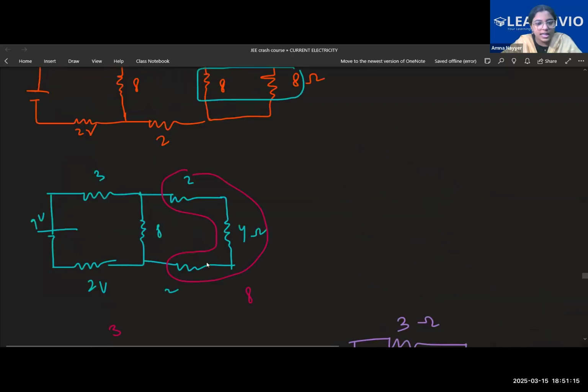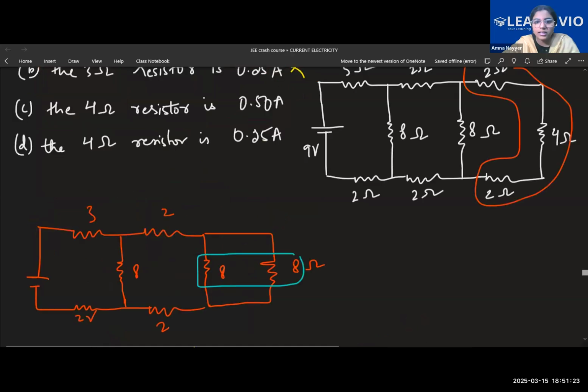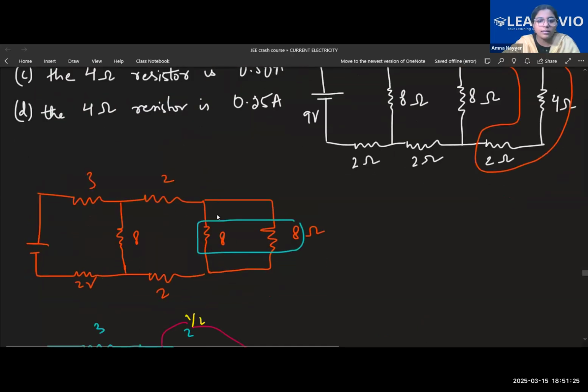The rest of these are connected in series. So this will receive 1 by 2, 1 by 2, 1 by 2 still because these are connected in series. But when you come to here, this will again become 1 by 4, 1 by 4. Right? So what is it? Ultimately, this is the value across of the current.